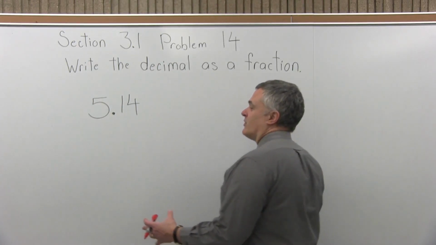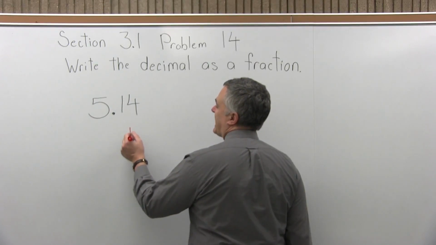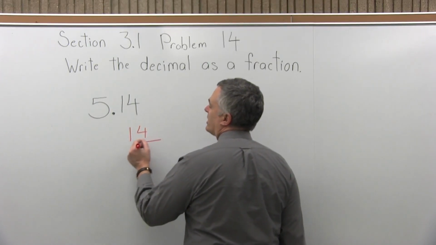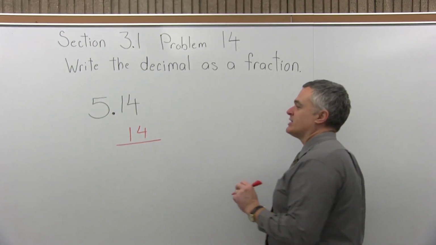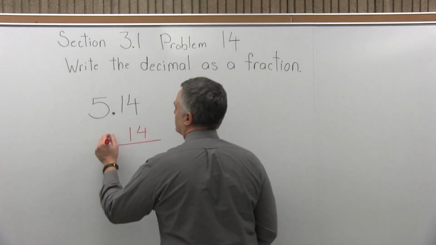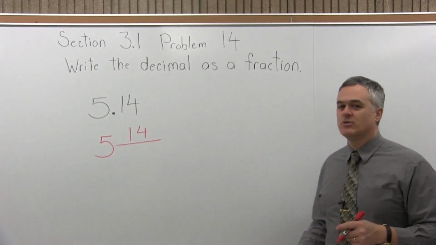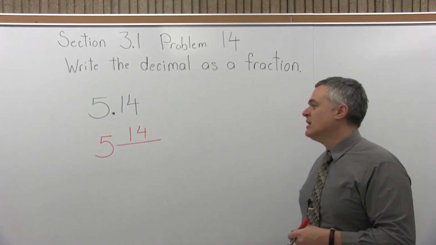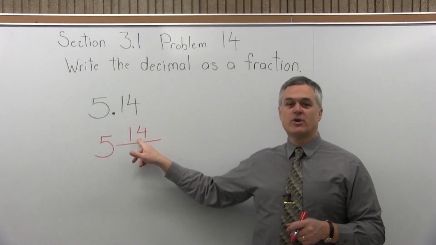So, to convert a decimal into a fraction, first what we're going to do is write what comes after the decimal in the numerator of a fraction. So I'm going to put 14 in the numerator of a fraction. Now the 5 in front of the decimal, of course, will stay also in front of the fraction. 5 point something will be 5 and some fraction. Now, again, step 1, write what comes after the decimal in the numerator of a fraction.